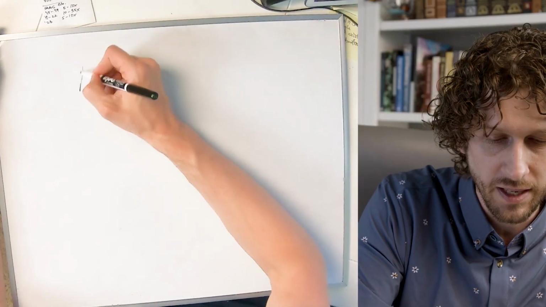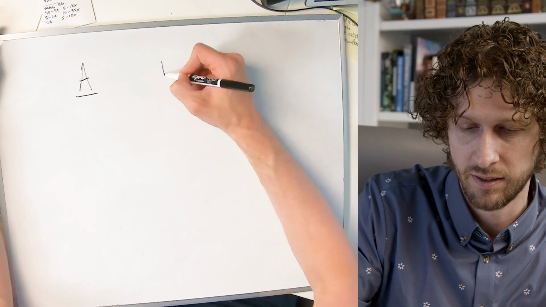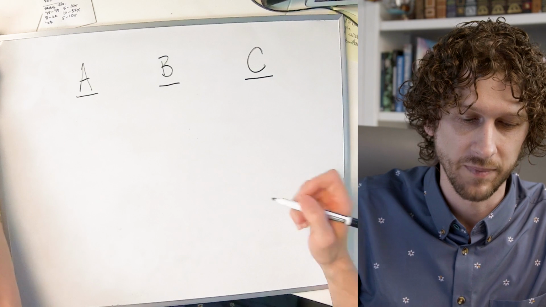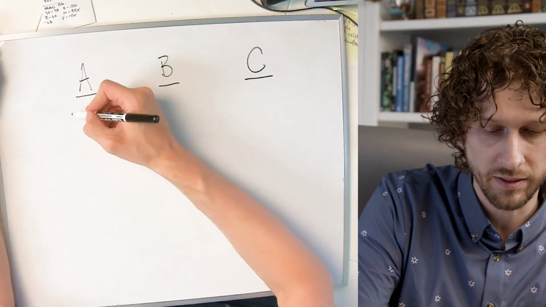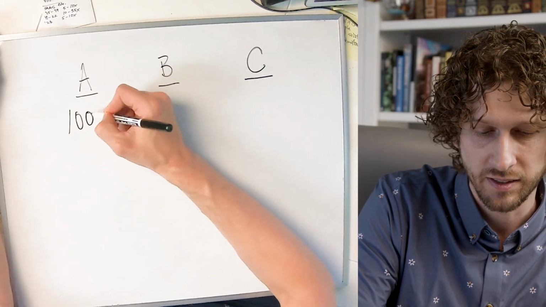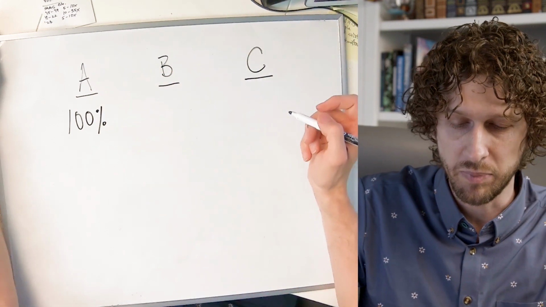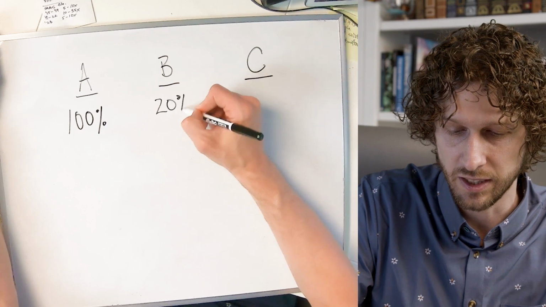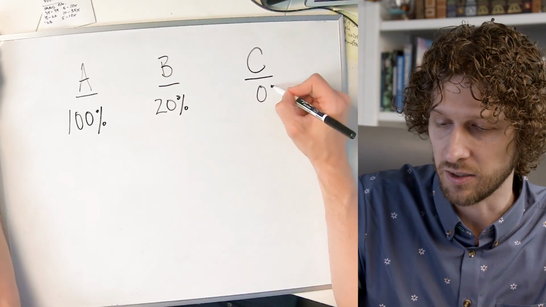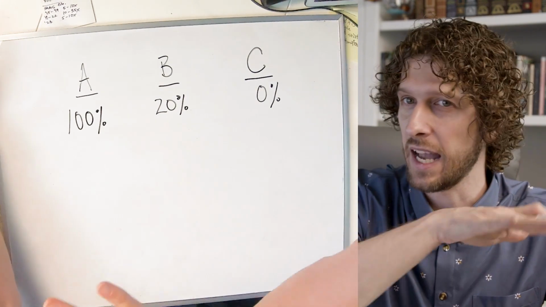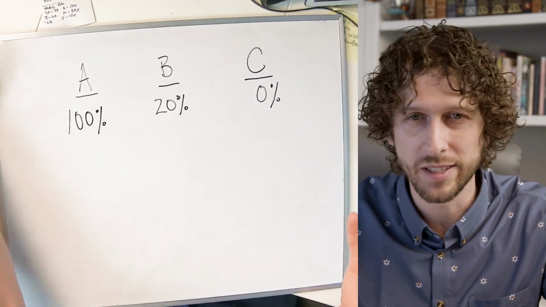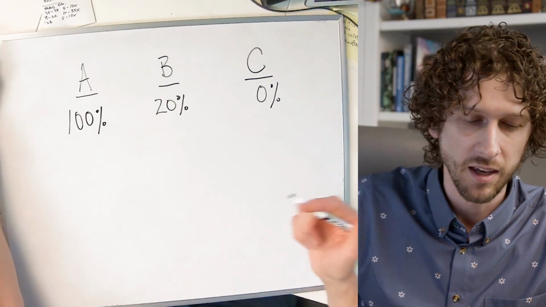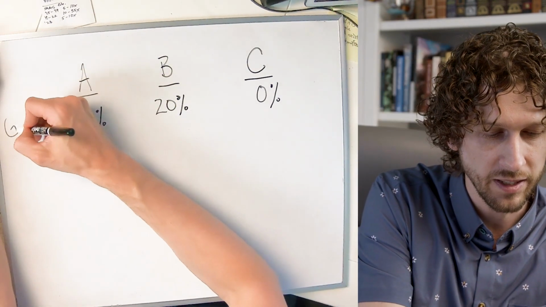All right, so let's say we've got company A, company B, and company C. Company A is growing 100% year over year. Company B is growing by 20% year over year, and company C is not growing. Just flat, steady. Maybe it grows like 1%, other years it declines a little bit, up and down. Okay, so these are our growth rates.